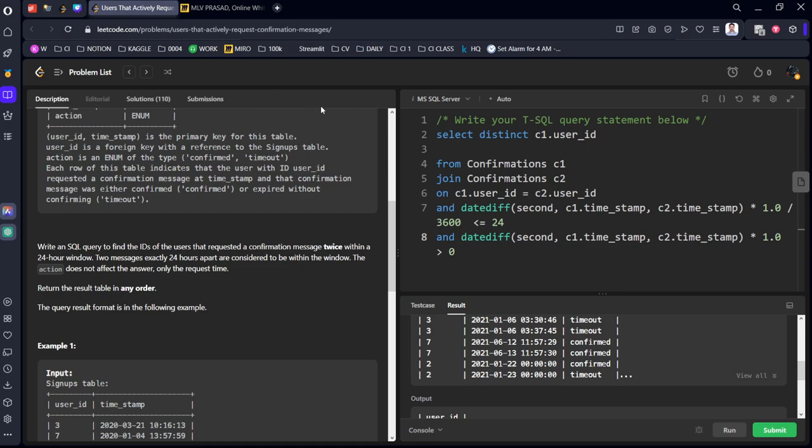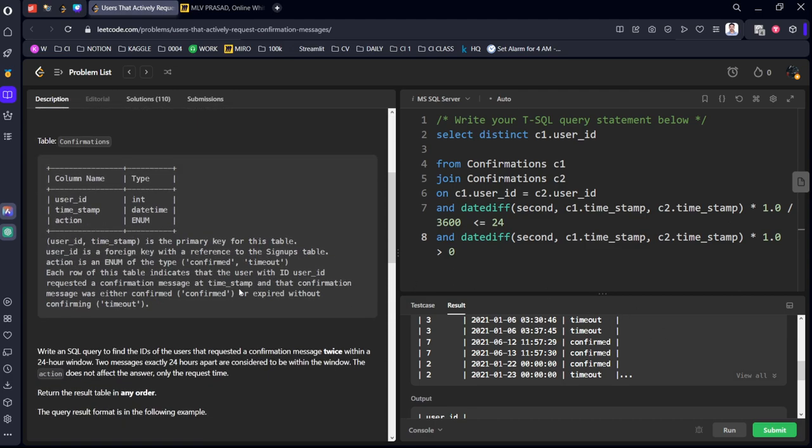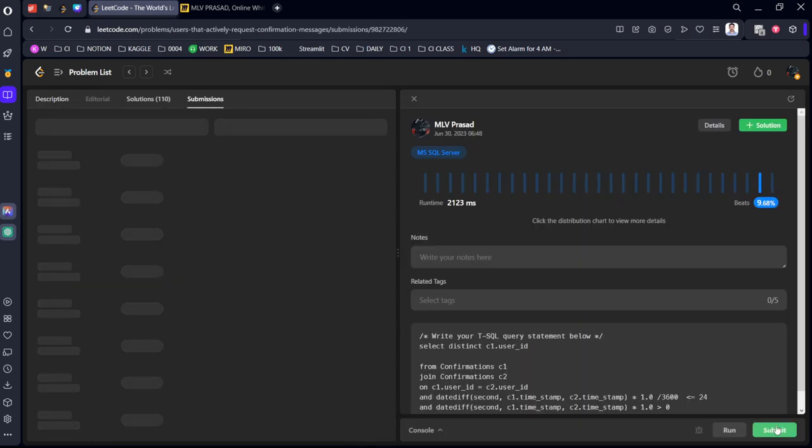The seconds difference will be how much? 60 seconds means 1 minute, and 60 into 60 is 3600 seconds, which is 1 hour. Okay, I think we have submitted it successfully. Yes, it got submitted.